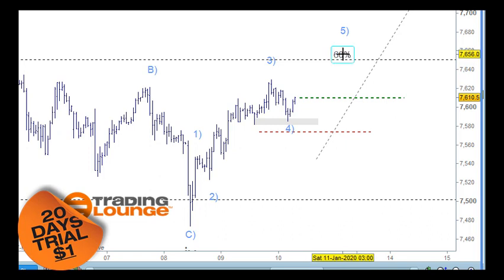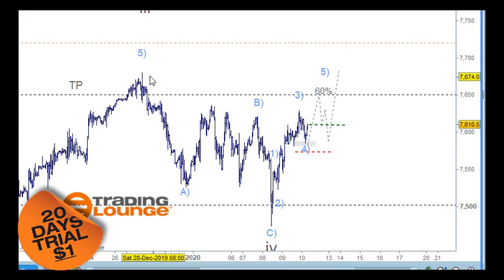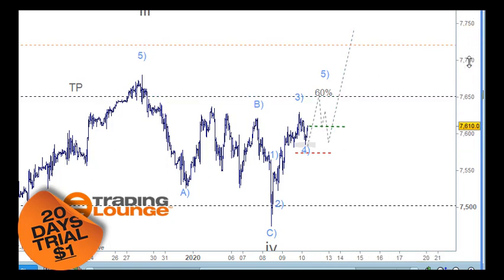I haven't had much time to think about it, because what will happen is that we'll end up moving up to this point here, and then we'll be coming back to test this here again before moving up higher. Because don't forget, we need to take out this high here. So there's probably more in this, but we just want to get through that. The S&P's got a fair way to go.